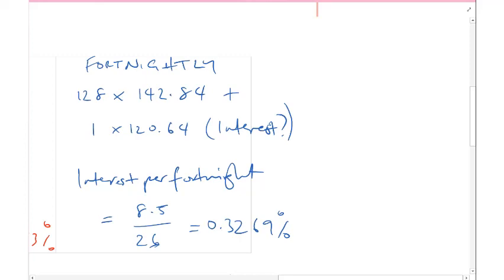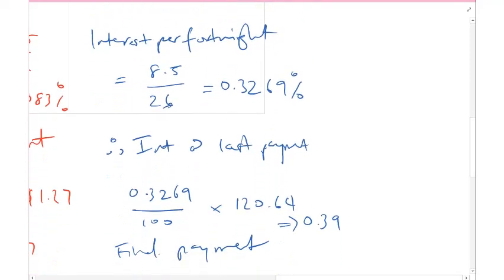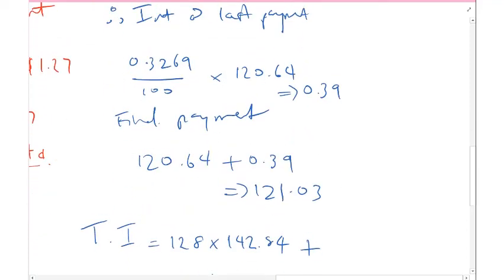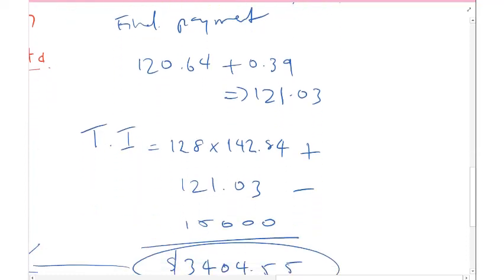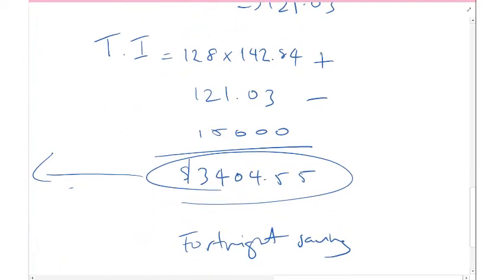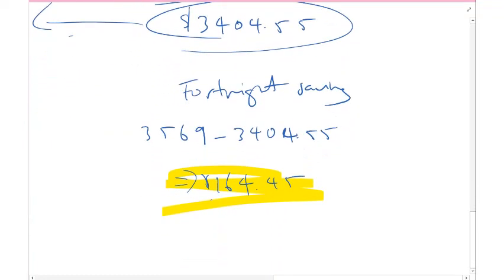Now, when we look at it on a fortnightly basis, remember it was 128 full fortnightly payments with the extra $120.64. Now we have to get interest on that, same process as before. So our total final payment, including interest, is $121.03. I add that to my 128 times the payment and subtract the 15,000, which is the principal. That gives me 3,404.